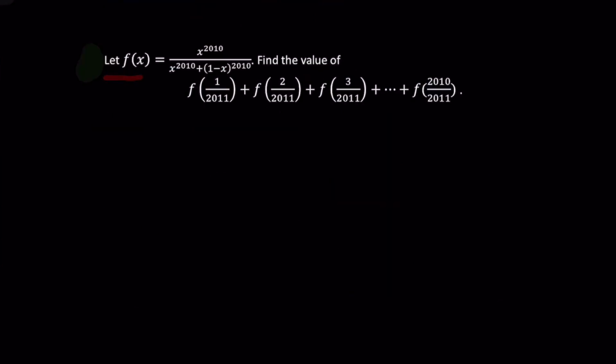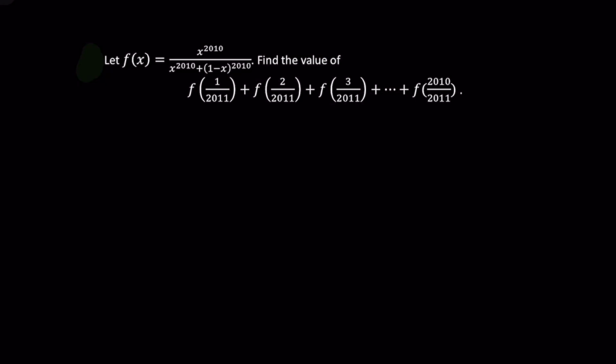Let f(x) equal x power 2010 over x power 2010 plus (1 minus x) power 2010. Find the value of f(1/2011) plus f(2/2011) plus f(3/2011) until f(2010/2011).